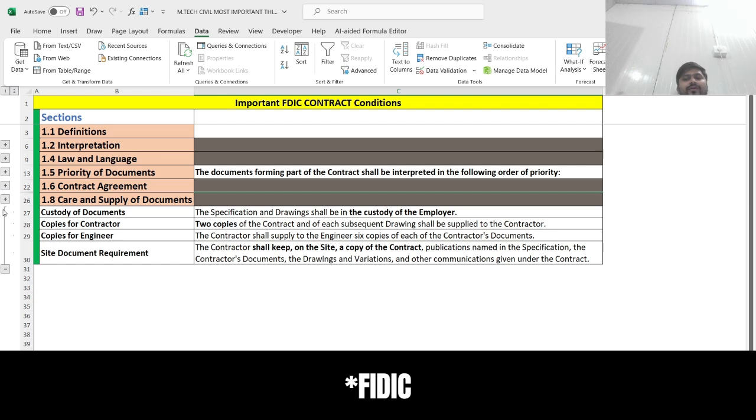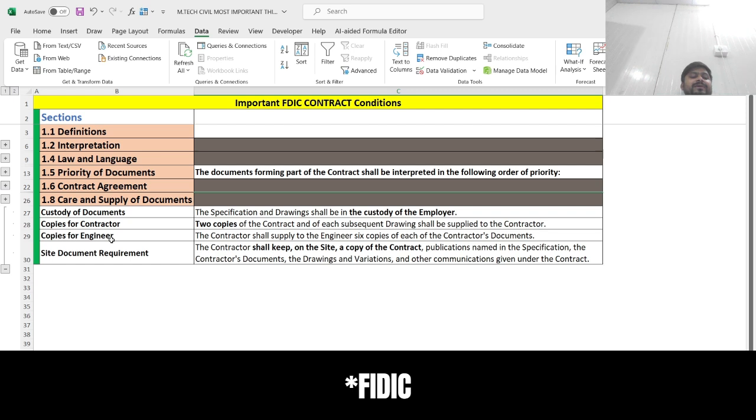But generally, as per the FIDIC contract conditions, the custody of the documents, whatever documents, specifications, or drawings are used for the particular project, will be with the employer. The copyright of the documents will also be with the employer. So without their permission, the contractor cannot publish these things online or supply them to any other person.